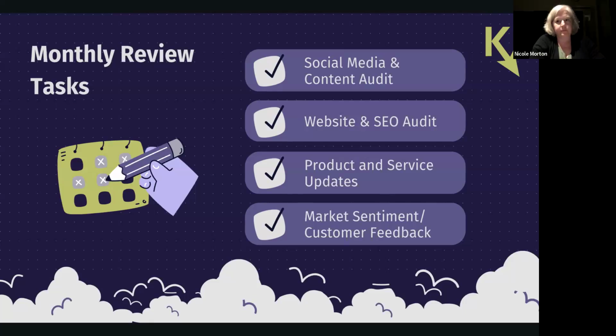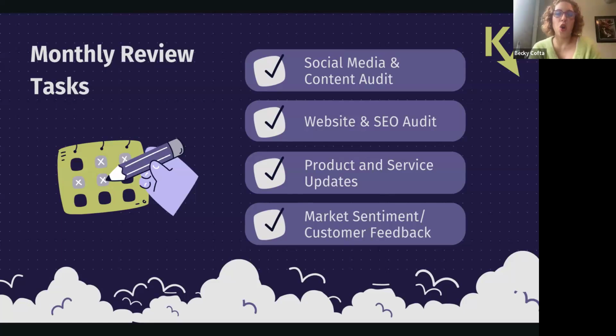Week 2, website and SEO audit. So analyzing changes in competitors' website content and design. So using tools like SEMrush and Ahrefs to monitor SEO performance and keyword rankings. Week 3, product and service updates. So that's reviewing any new products or services launched by those competitors and comparing pricing, features, and customer reviews to not only your own, but like other competitors.